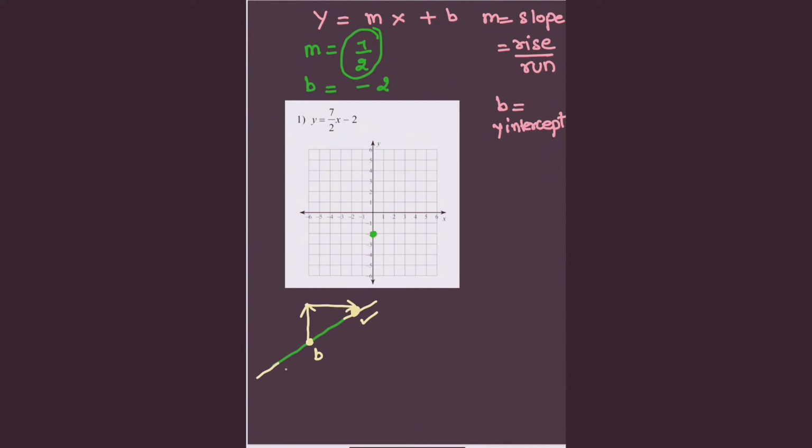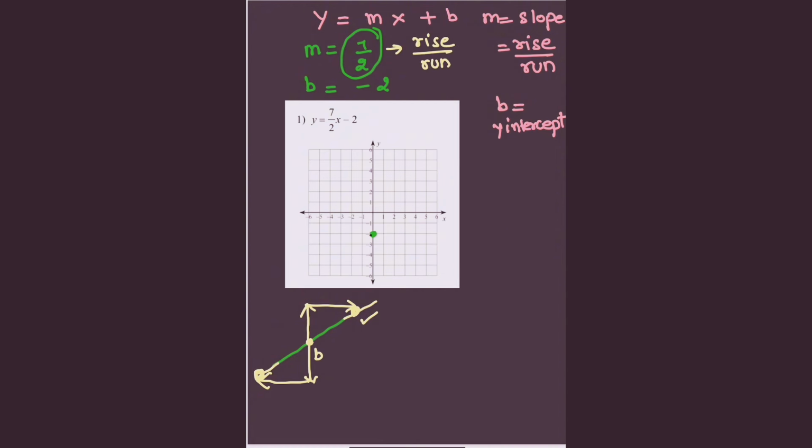You will go up and take a right. And similarly, you will go down and take a left. And when you do that, you'll get points. And when you connect those points or the coordinates, it looks like your graph is going uphill. So this is exactly what we will do here.